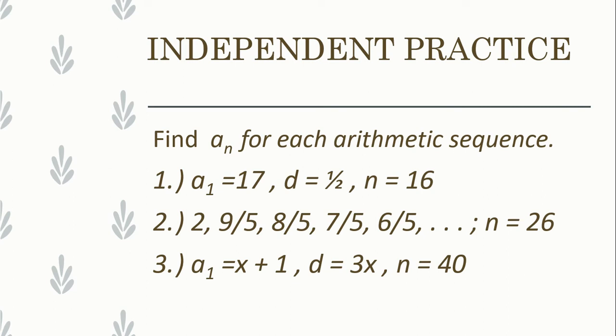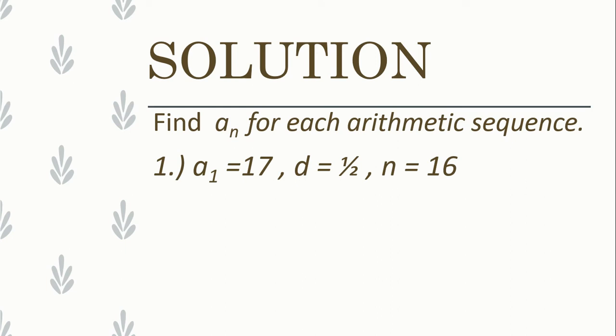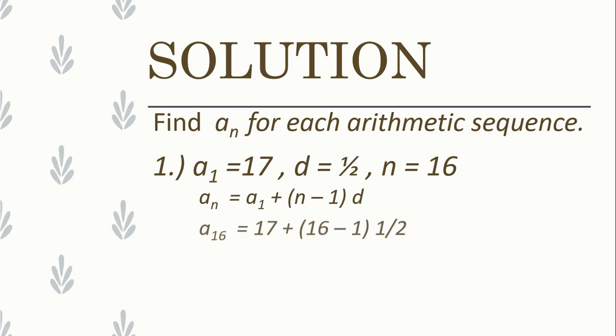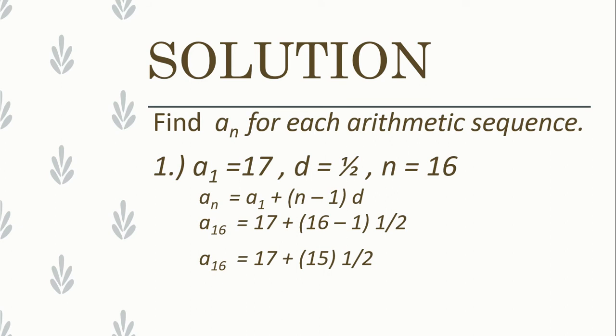Let's now answer. Number 1, the first term is 17. The common difference is 1/2, and n is equal to 16. By substitution into the nth term, that will become 16th term is equal to 17 plus the quantity of 16 minus 1 times 1/2. 16 minus 1 is equal to 15. That is multiplied by 1/2. The answer is 15 halves. Added to 17, that is 49 halves.